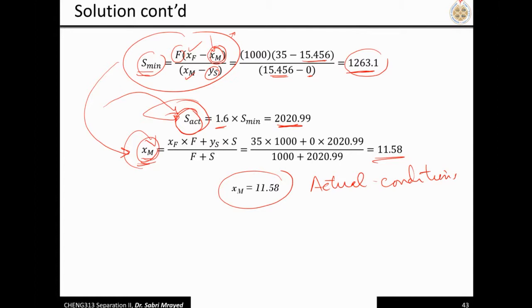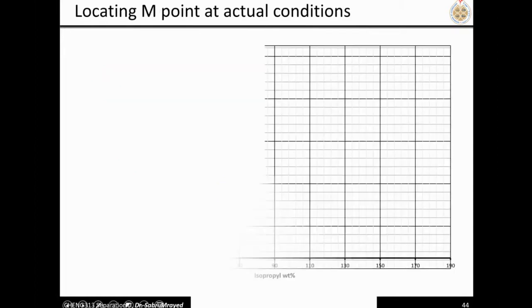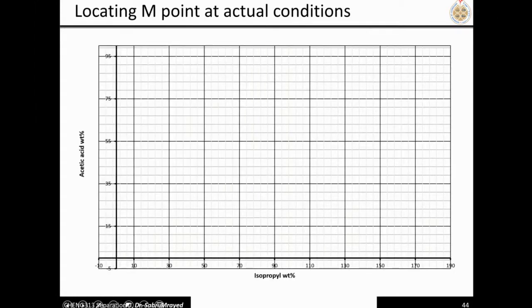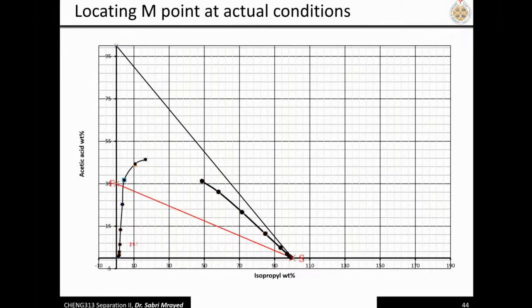Okay, now once we have the XM, we are completely set. We start drawing our lines based on the conditions I have. I have XM and have everything. So this is the data. Again, I write it again just to remind every one of you. Okay, so this is the equilibrium line, and this is your feed, and this is your S, and this is your XR, RN.